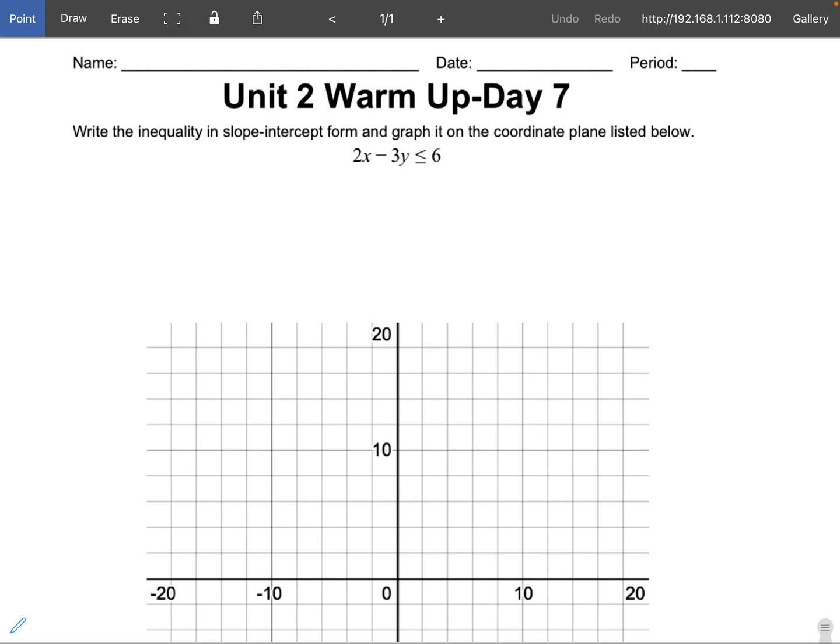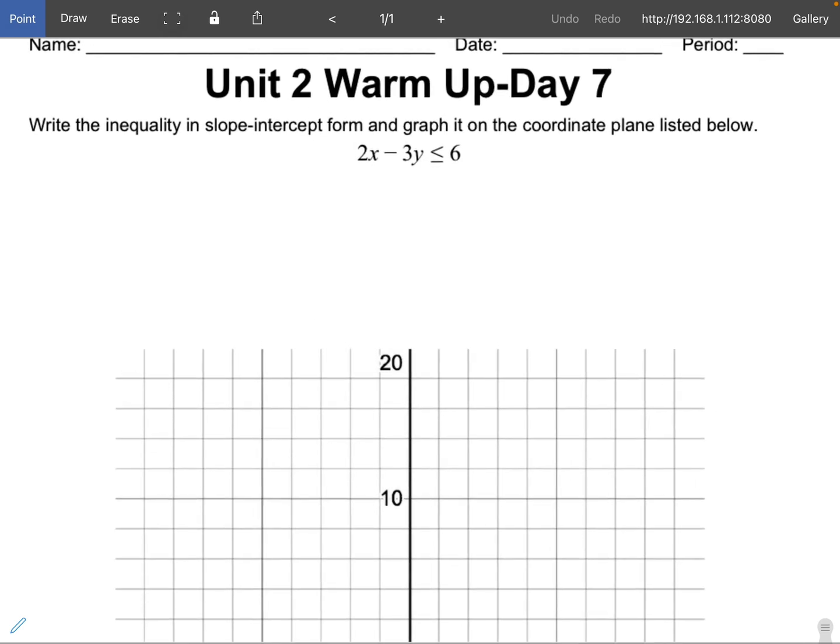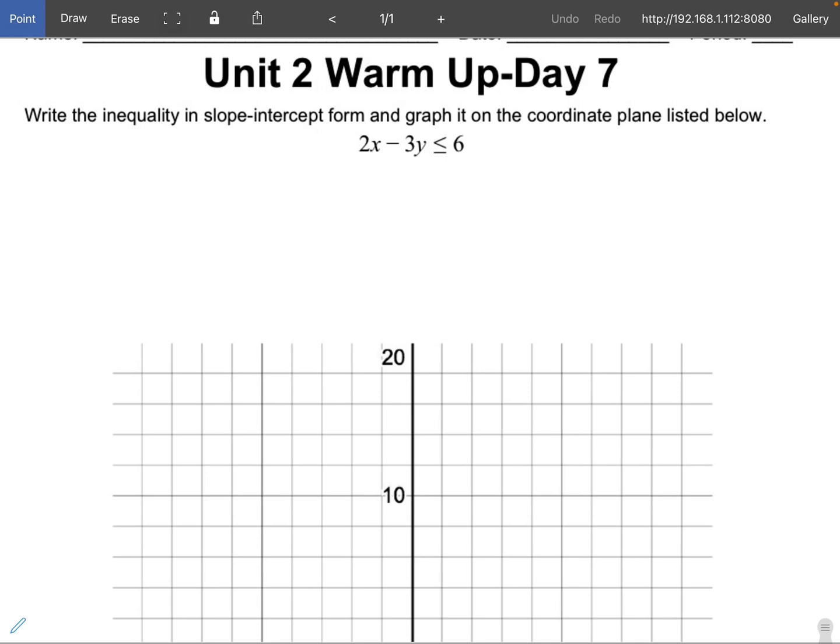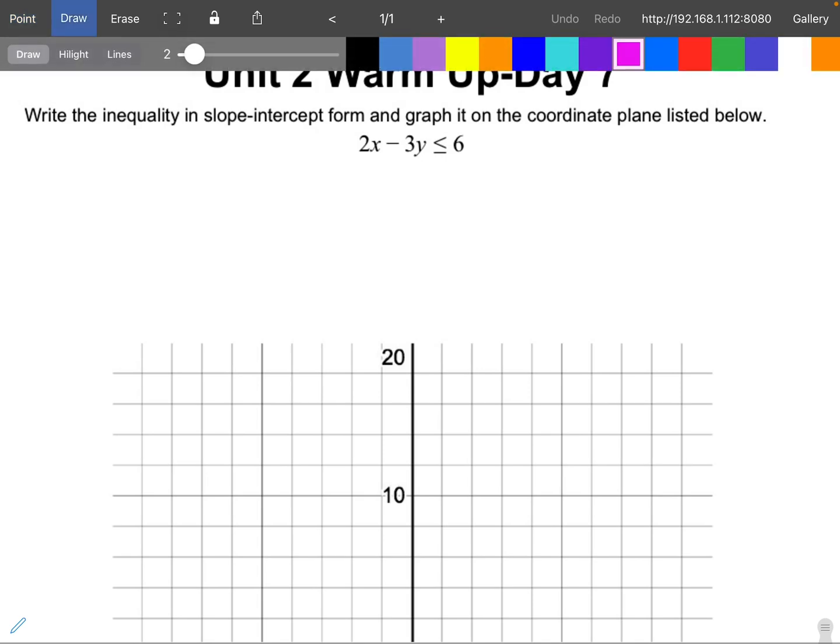It's the same warm-up. So to graph our inequality, the first thing we need to do is get this in the normal form that we're used to seeing for graphing equations. So even though this is an inequality, it's going to get graphed just like an equation does. So we're looking for our form to be y equals mx plus b. But instead of an equal sign, we're going to have an inequality symbol. But we still want that form, which means we need to get y by itself.